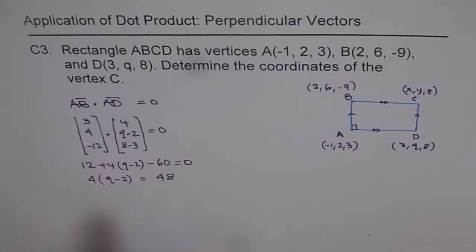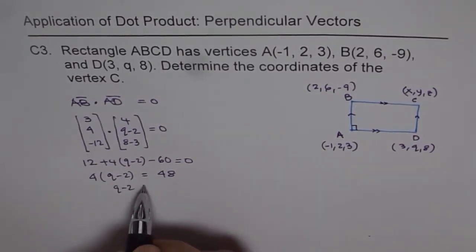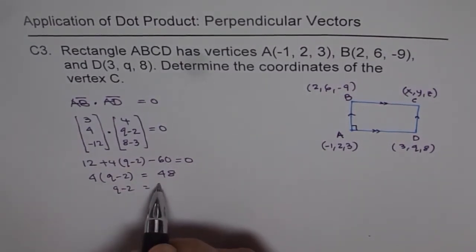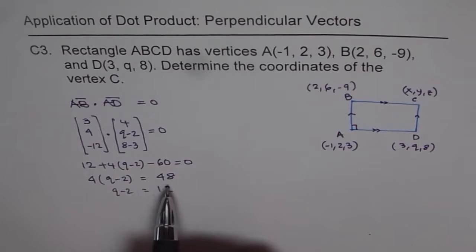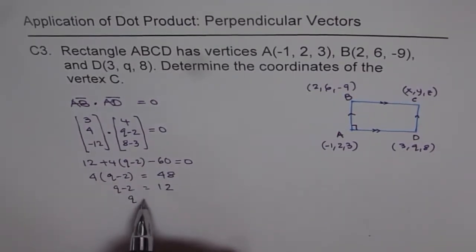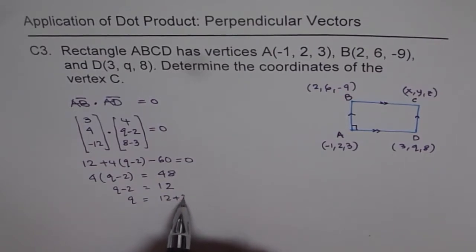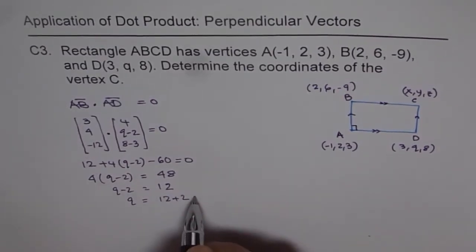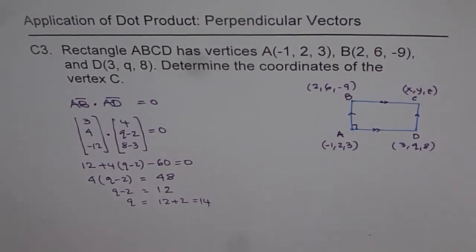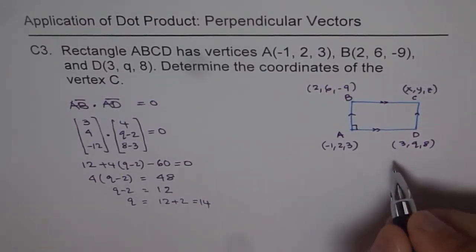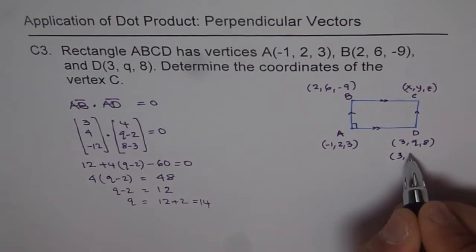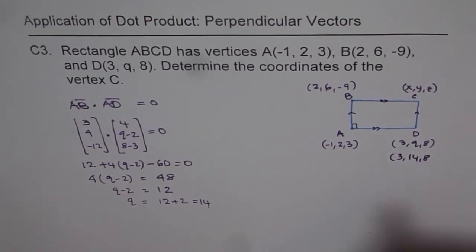Now Q minus 2, let's divide by 4, and we get 12. And therefore, Q is equal to 12 plus 2, which is 14. So we get the value of Q as 14. Now we know Q is 14, so we have this point D as 3, 14, and 8.